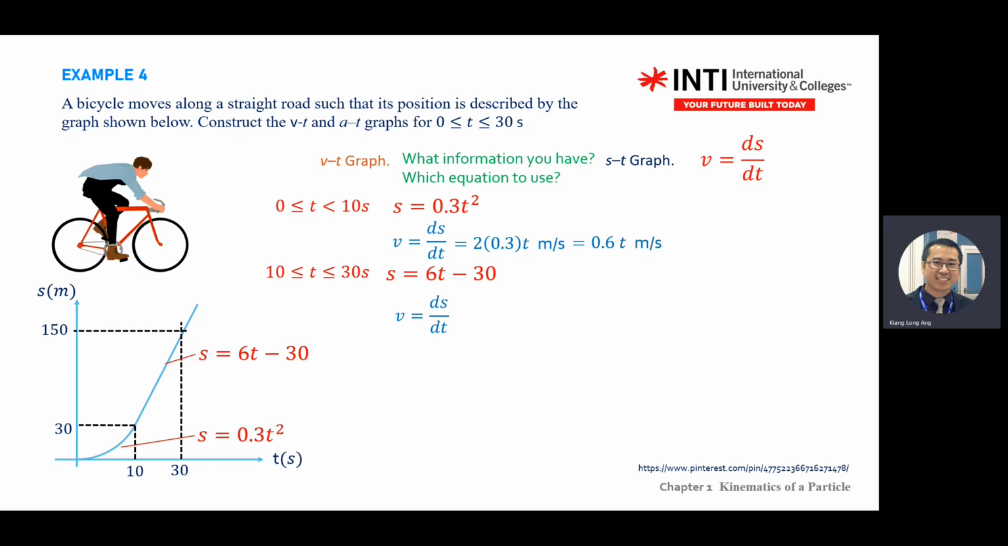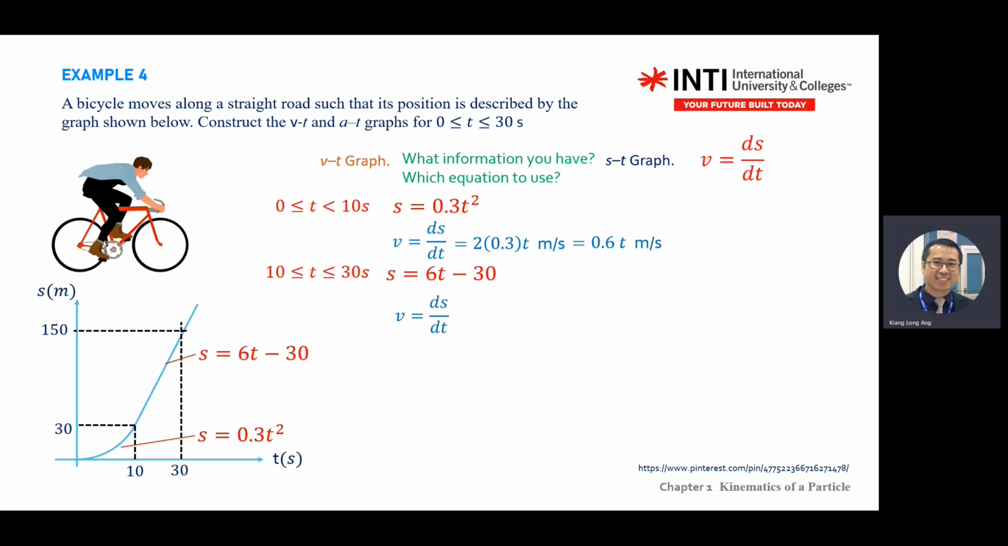v equal to ds/dt. What do you get? 6 only. What do you mean by 6? Velocity 6, what does it mean? Straight line. Correct?